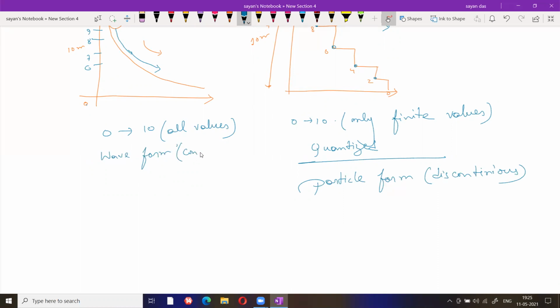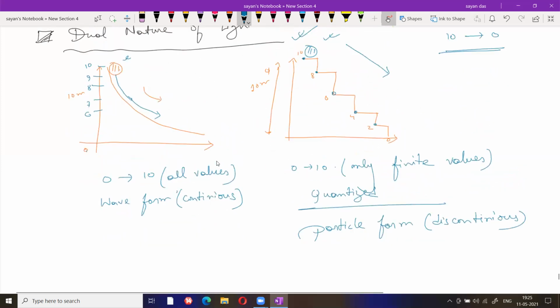Any doubt regarding this part? Why is the waveform continuous and why is the particle form discontinuous? This part is clear? Yes. Okay, so just write it down.